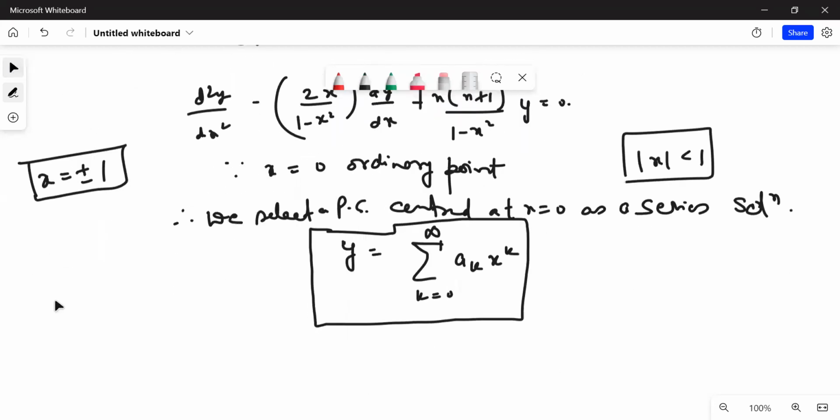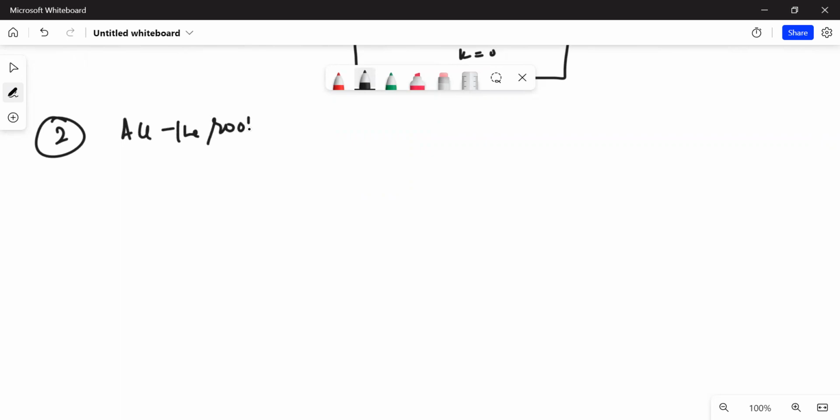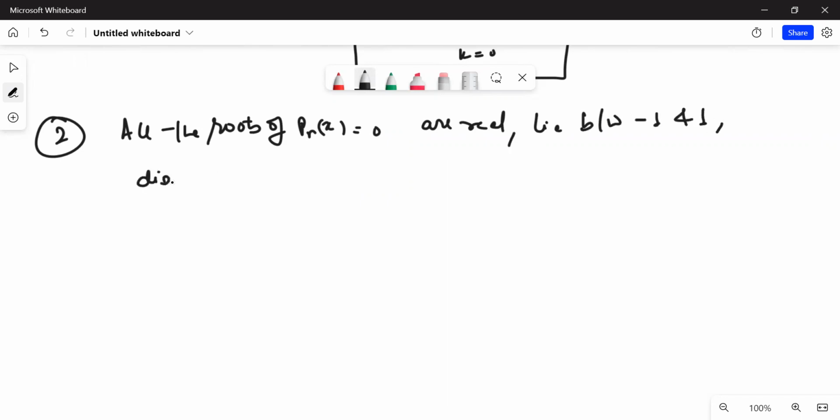You might have seen different orders of Legendre polynomial, and one thing that you would instantly note is that all the roots of Pn(x) equal to 0: one, they are real. Second, they lie between -1 and +1. And third, they are always distinct. That you can see with one or two examples.